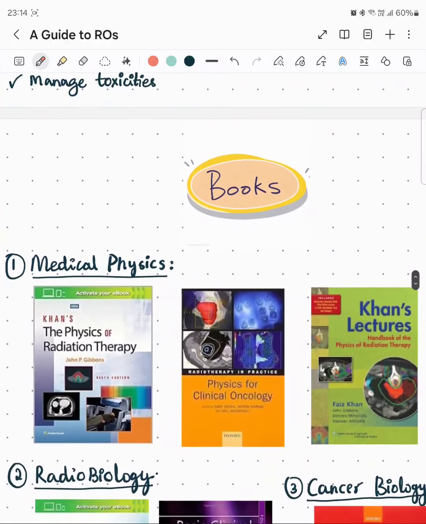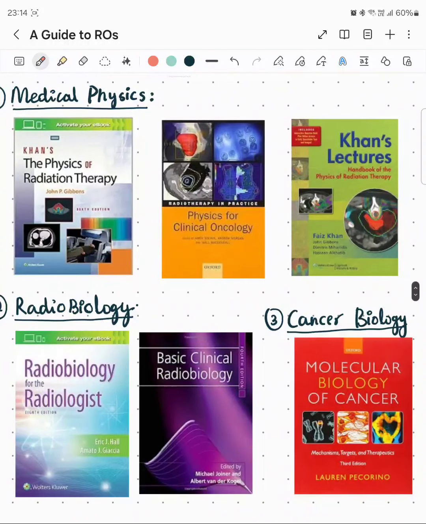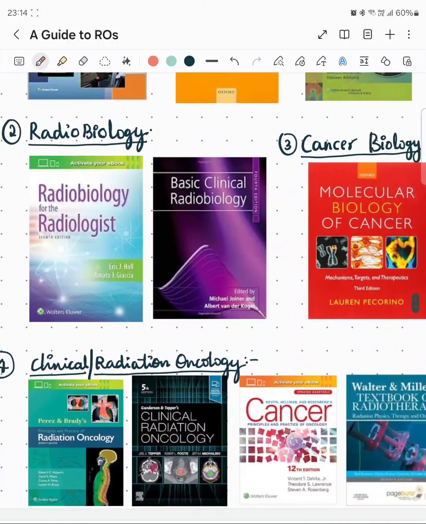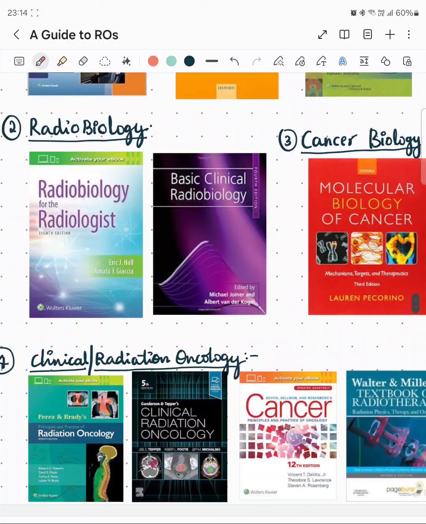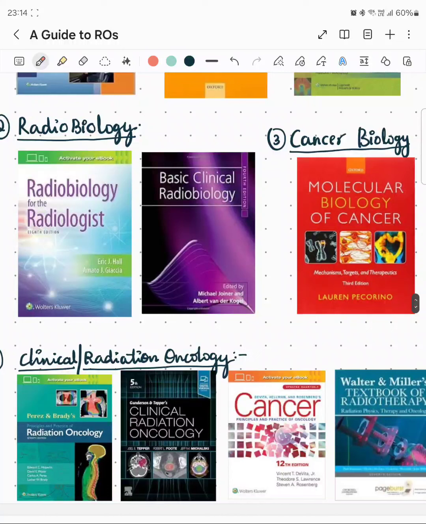And starting with radiobiology, we have Eric J. Hall's Radiobiology, and there is also the Basic Clinical Radiobiology book. For cancer biology, Lauren Pecorino, The Molecular Biology of Cancer. And for clinical or radiation oncology, the basic standard textbooks are Perez, which is important, Gunderson, which I like the most, Devita, Walter, and Miller. These are the main four textbooks that I followed, which are standard.